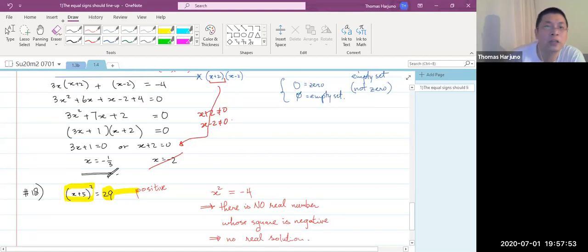Now, if it is positive, however, what do we do? We apply square root to both sides. But remember, once you apply square root, you need to use that plus minus sign right away, right away, right away.